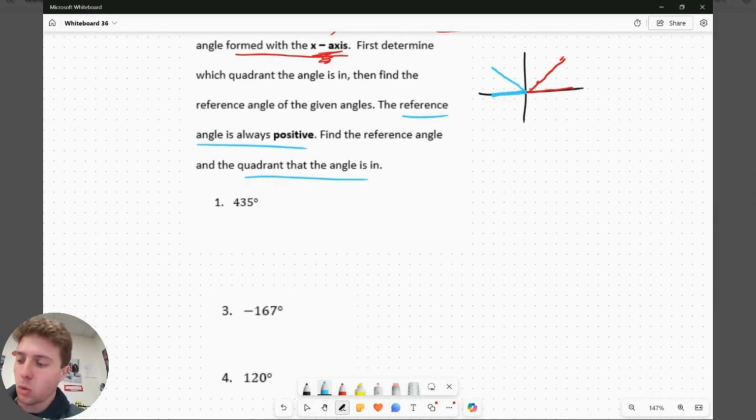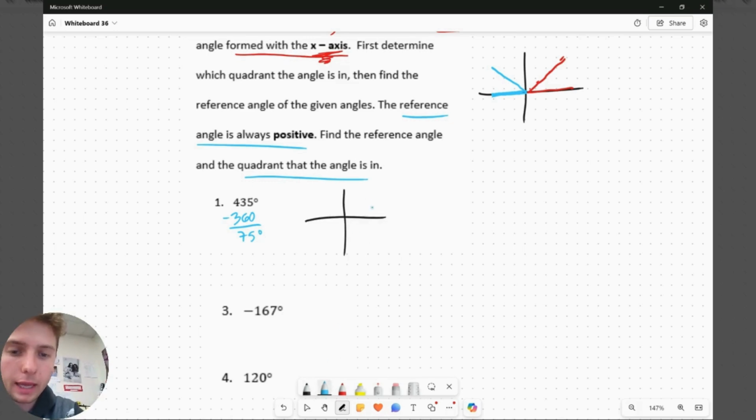So looking at number 1, 435, again, that's more than a circle. Let's break it down. That is really just 75 degrees. So if I were to look at that, that is less than 90, so that only gets me to here. That itself is already an acute angle. It is already less than 90 degrees. So that is the reference angle, but I also need the quadrant. This is quadrant 1. 75 degrees is the angle in quadrant 1.